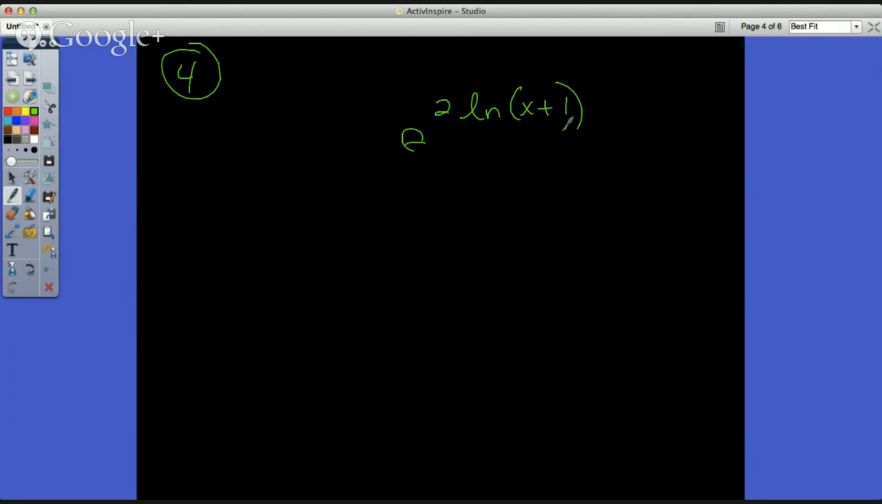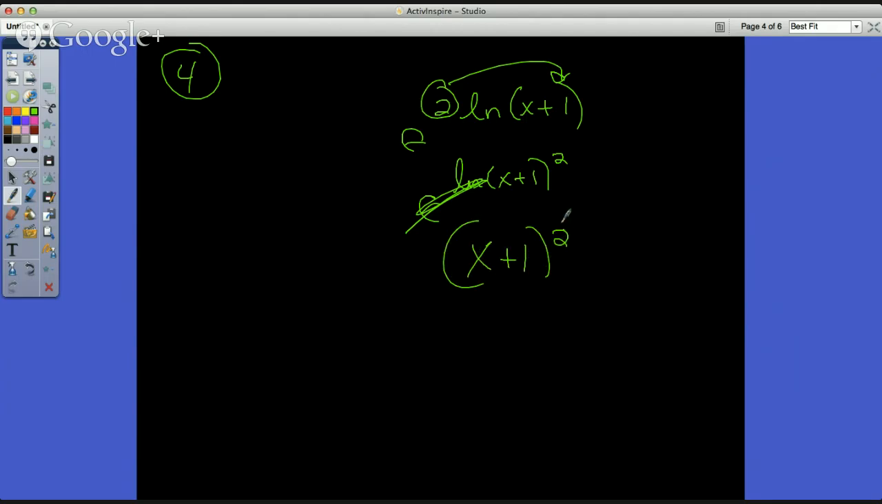Yeah, we could shoot that 2 as a power to where it's e to the ln of x plus 1 to the second power. All right. What do I do with e and ln now? They cancel out. Yep, there we go. So what do we have left? x plus 1 squared. You could just keep it as is. That's all we're looking for on that one.